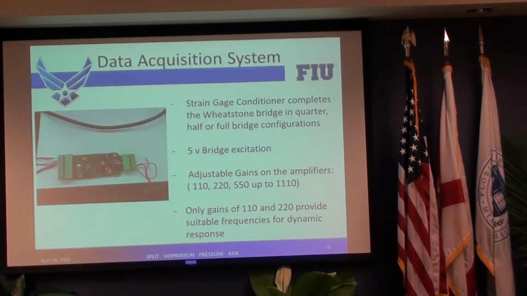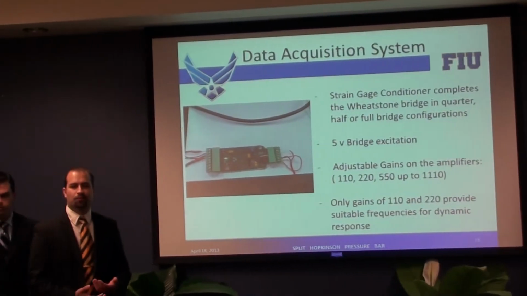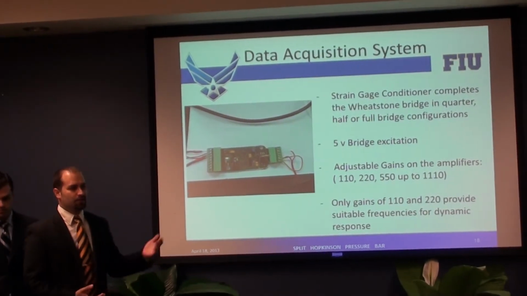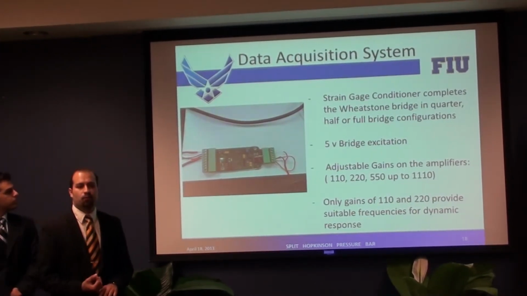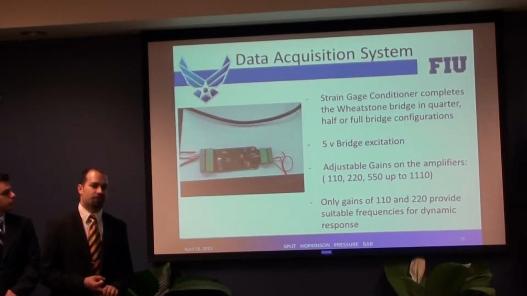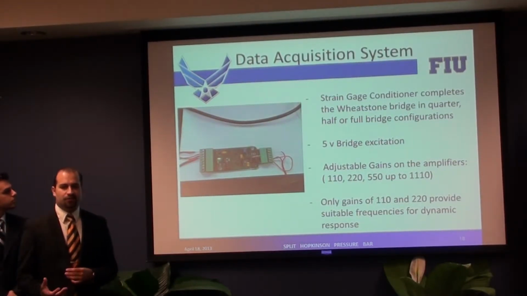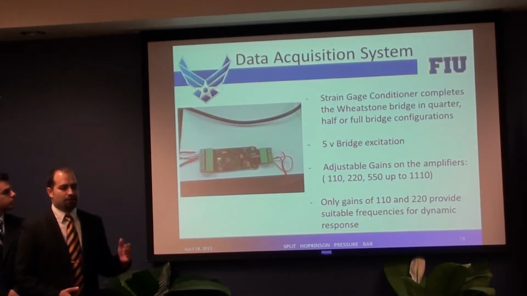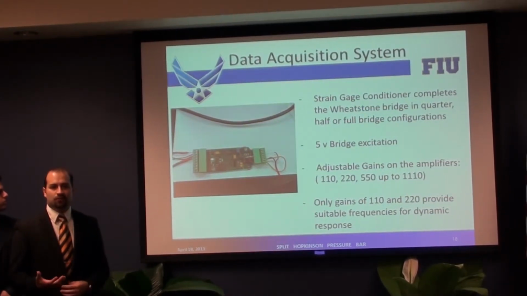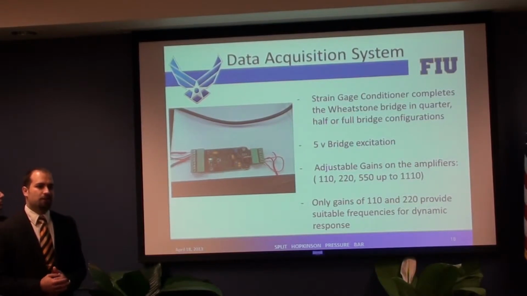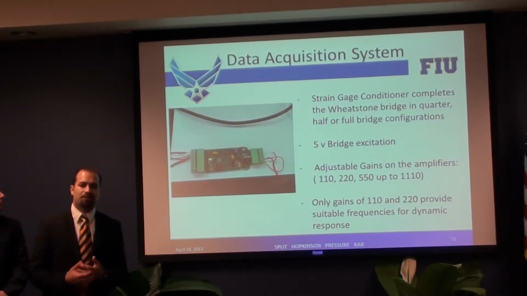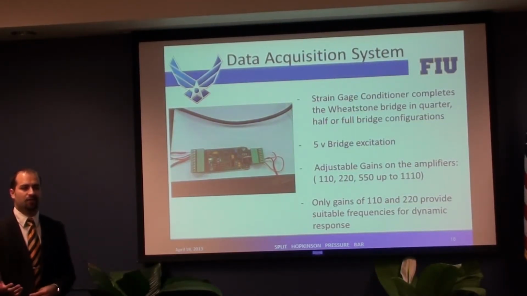The strain gauge conditioners are devices that will help us to complete the Wheatstone bridge. This strain gauge conditioner can complete the quarter bridge, half bridge, and full bridge setup. It amplifies the signal with a 5-volt excitation into the strain gauges. The amplification is adjustable, but in our case we're only using 110 to 220 amplification because that's the frequency range that only reads for dynamic loading.